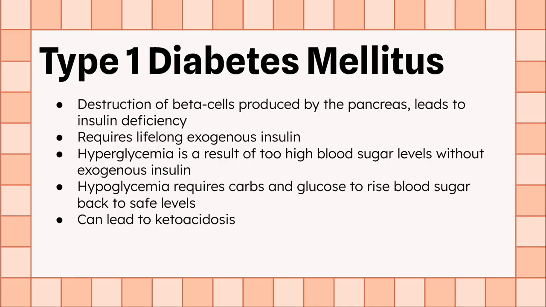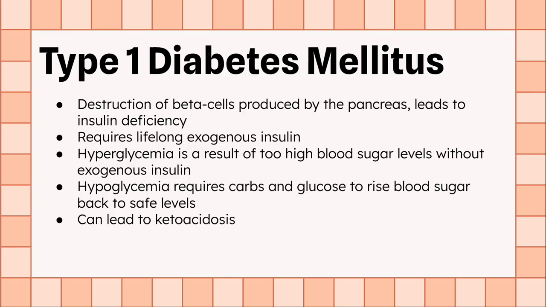Type 1 diabetes mellitus is caused by a destruction of beta cells, which are produced by the pancreas, which will lead to insulin deficiency, which will require lifelong exogenous insulin, put into the body through use of needles like insulin pens or a glucose monitor like a Dexcom, sorry. Hyperglycemia is a result of too high blood sugar levels without exogenous insulin.